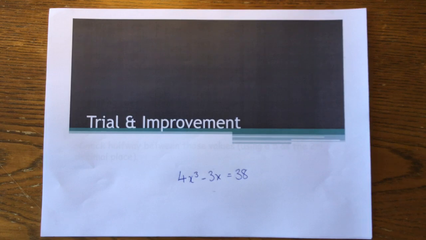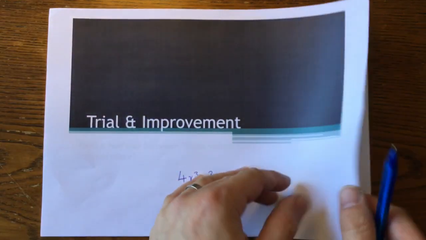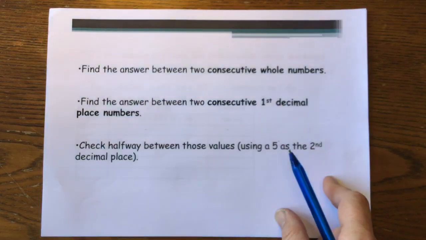But we can still try and get a solution for this by what's called trial and improvement. And what we do is we guess an answer for x, and we see how good an answer that gives us, and then we improve on that value. We try and find a better answer for x. And we do that in a number of stages.